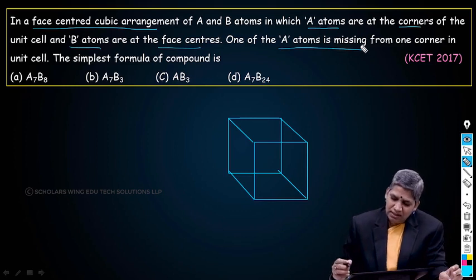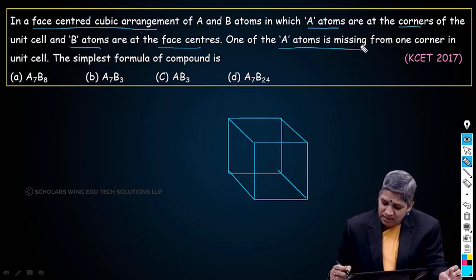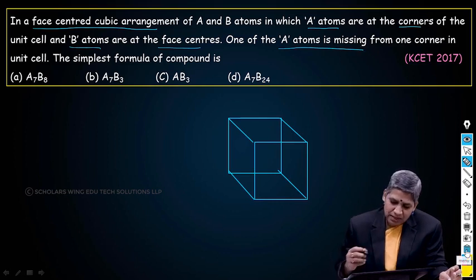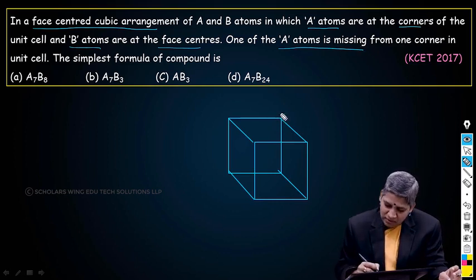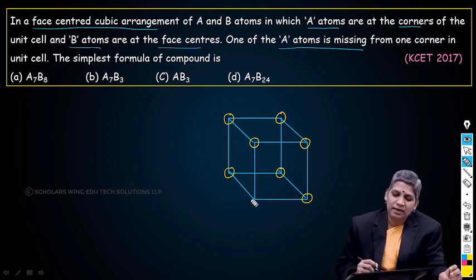Okay, that means how many corners are there? 8, isn't it? Missing means 8 minus 1, 7. So let's draw now A atoms. So I have chosen yellow. So 1, 2, third corner, fourth, fifth, sixth, seventh. Let us say this is missing now. It's already given. One of the atoms is missing. Out of 8, 1 is missing with 7.